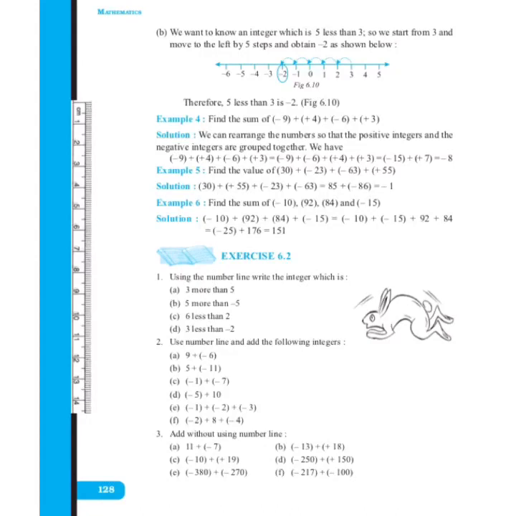Now children, here see one more example. Find the sum of minus 9 plus 4 plus minus 6 plus 3. Children, first we will start with minus 9 plus 4. Here the number which is greater is negative. Minus 9 plus 4, so what will be the answer? The answer will be minus 5. Why minus 5? Because 9 is the greater number, so we will use the sign of 9, that is the negative sign.